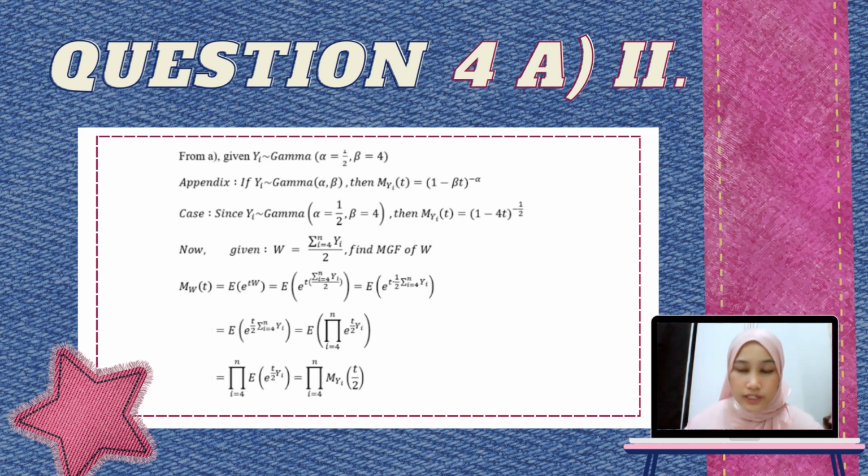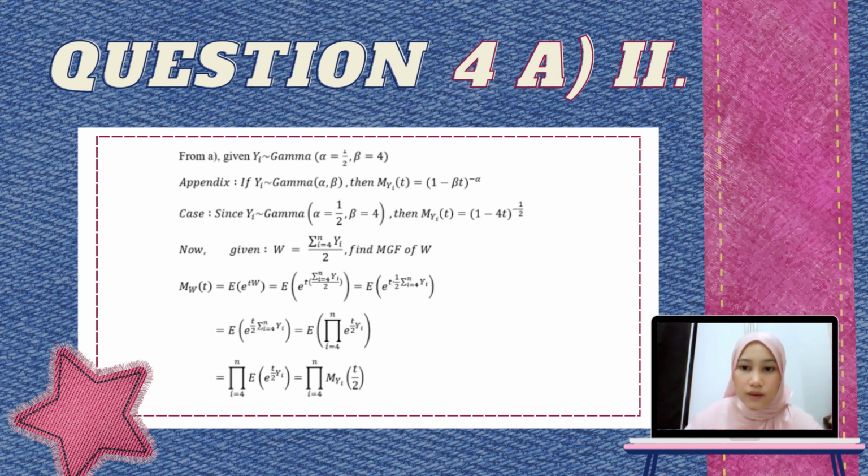So now we find the MGF of W. We start with the definition: M_W of t equals the expected value of e to the power of t times W. And then we substitute W into the equation, which gives us e to the power of t over 2 times the sum of Y sub i from i equal 4 to n. Because all the Y sub i values are independent, we can split the expectation into a product. That means we get a product of the MGF of Y sub i, but evaluated at t over 2.